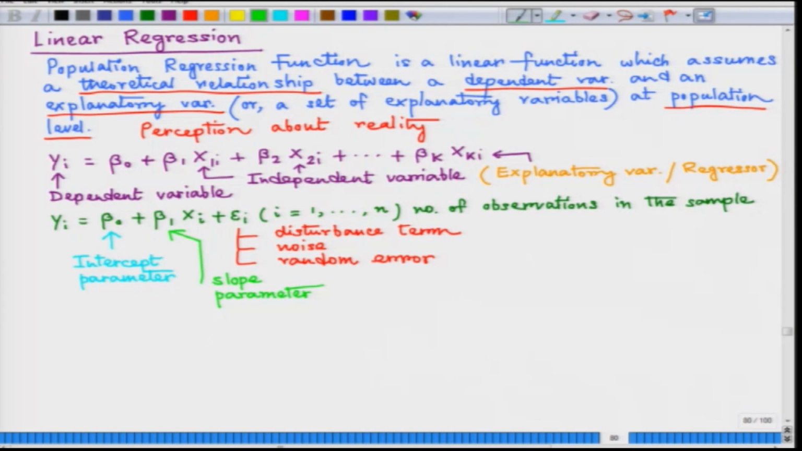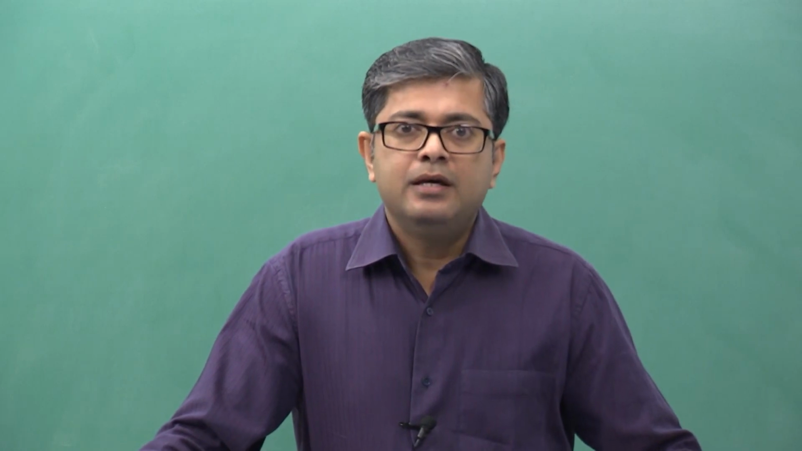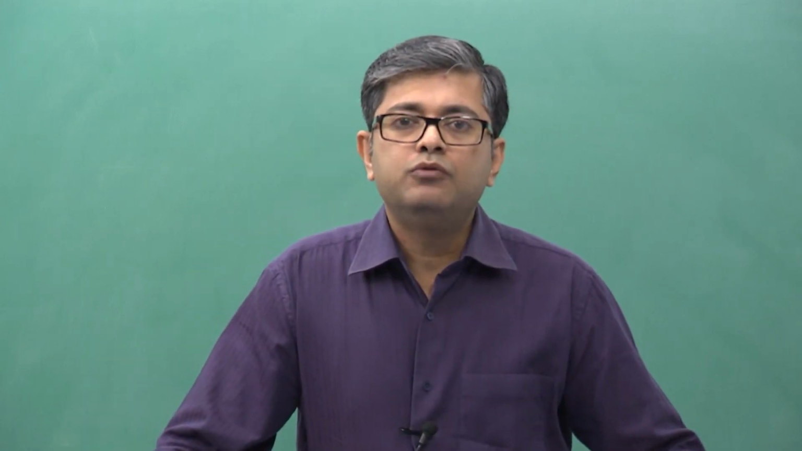Now, what are the interpretations for this? Let us first talk about the intercept parameter. The intercept parameter, beta naught, actually is a naive regressor or explanatory variable which tries to explain the variation in y, but this is a constant term basically. Later we will see that this is nothing but the sample mean of the dependent variable.